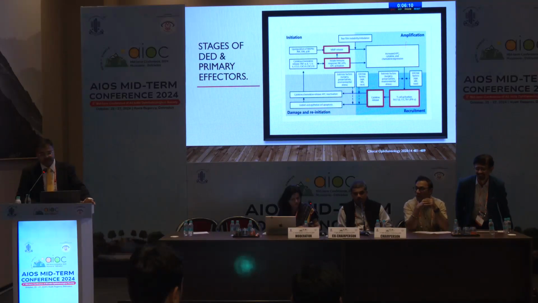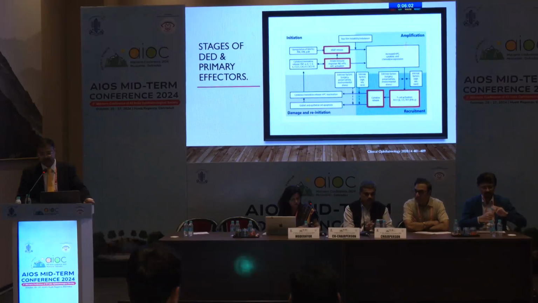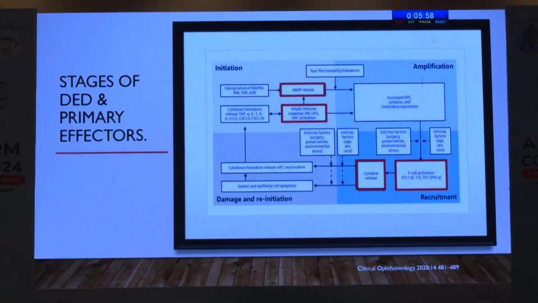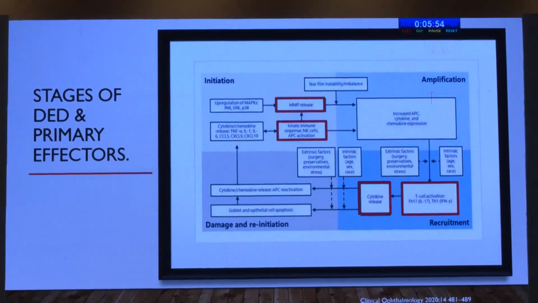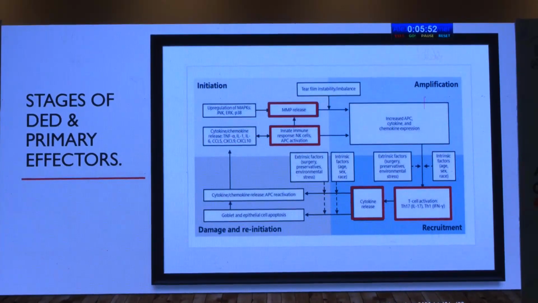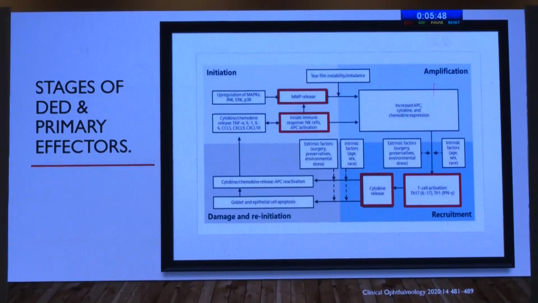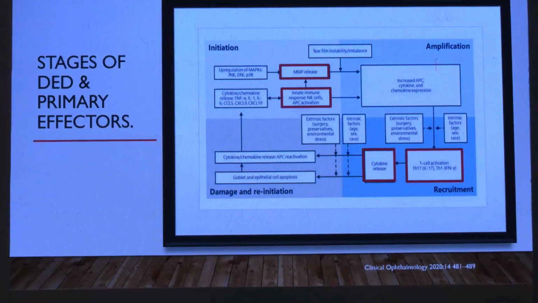Coming to the tear film, the stages of dry eye and the primary effectors: when you have tear film instability or an imbalance, there is an increase in cytokines and immune mediators, which causes T cell activation and cytokine release. This cytokine release further upregulates the interleukin mechanism and again initiates an immune response, and this is a continuous cascade which goes on happening. There are a lot of intrinsic as well as extrinsic factors in the pathophysiology of this dry eye disease.